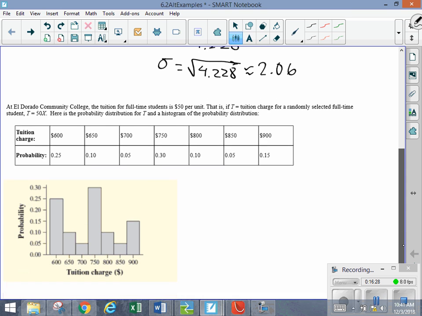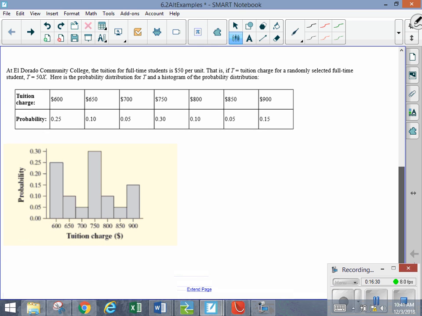Okay. Now we look at the tuition. Here's the probability distribution. So we're going to have a new distribution T. It looks exactly the same, right? I'm pretty sure we can calculate that for new problems.